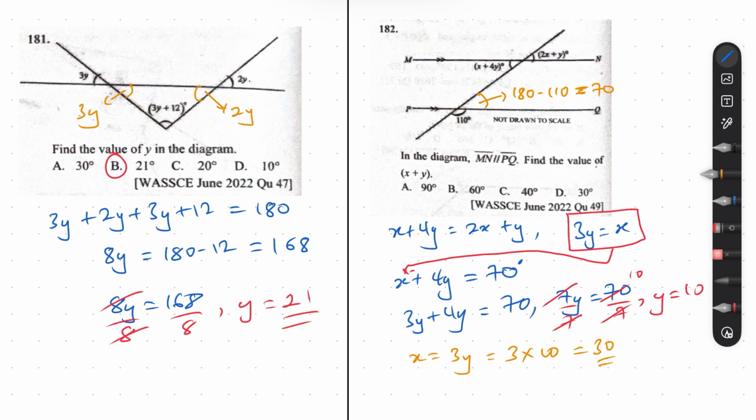Now, since we know x and y, we can find x plus y. So x plus y is equal to 10 plus 30, which would then give us 40. So our answer is 40, which is C.